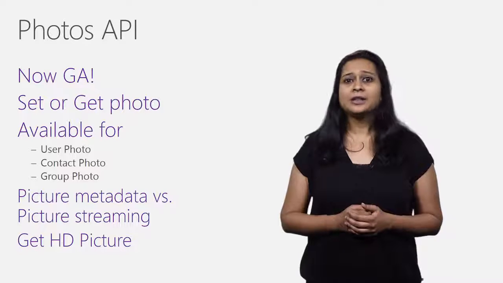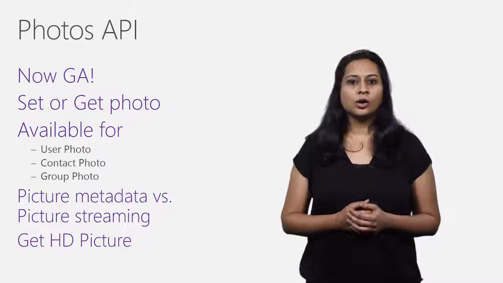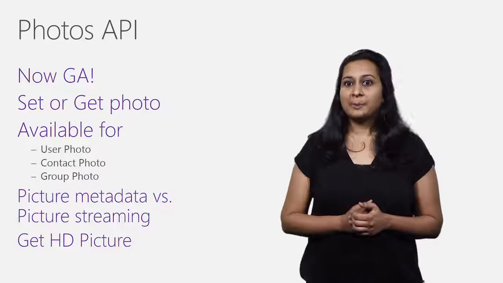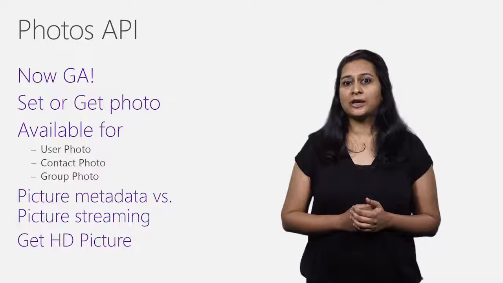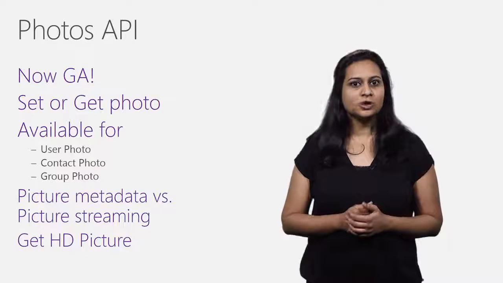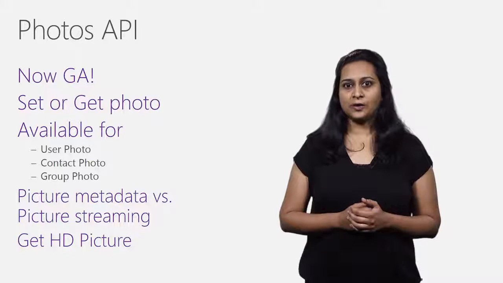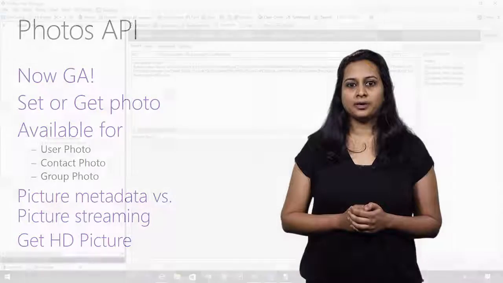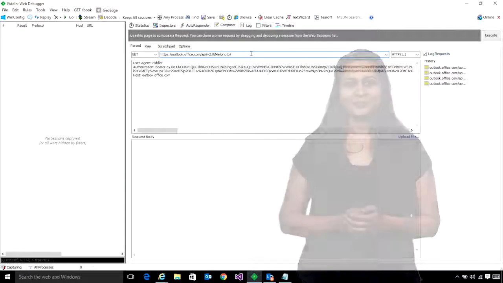For each of them, the app can either get the metadata, which is the details about the photo, or download the actual photo itself by appending $value to the request. For user photo, the service is going to retrieve the best available photo for the particular request. It could be a low-resolution picture or an HD picture uploaded by the user. If no photo is found, the API would return a 404 error. Let me show you how easy it is to use this API.